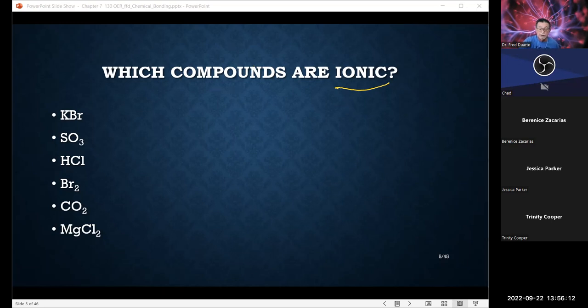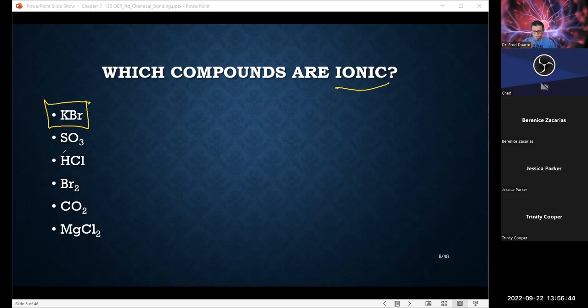And so if I'm given a list here, the straightforward step is to go in there and say, okay, who's a metal, who's a non-metal? And that is why that periodic table that broke down the metals and the non-metals is important. All right, so we look at KBr. Obviously, potassium is a metal and bromide is a non-metal. So definitely this is an ionic compound.